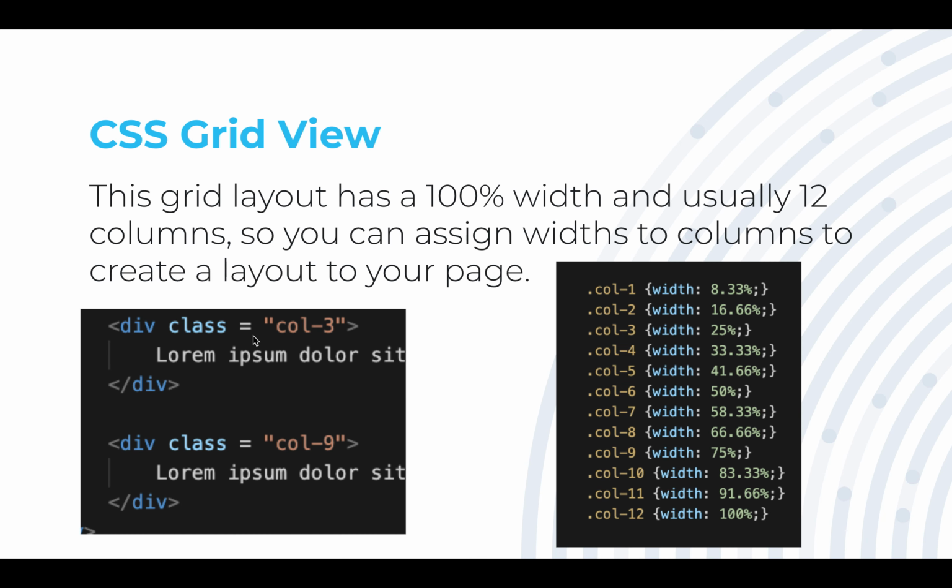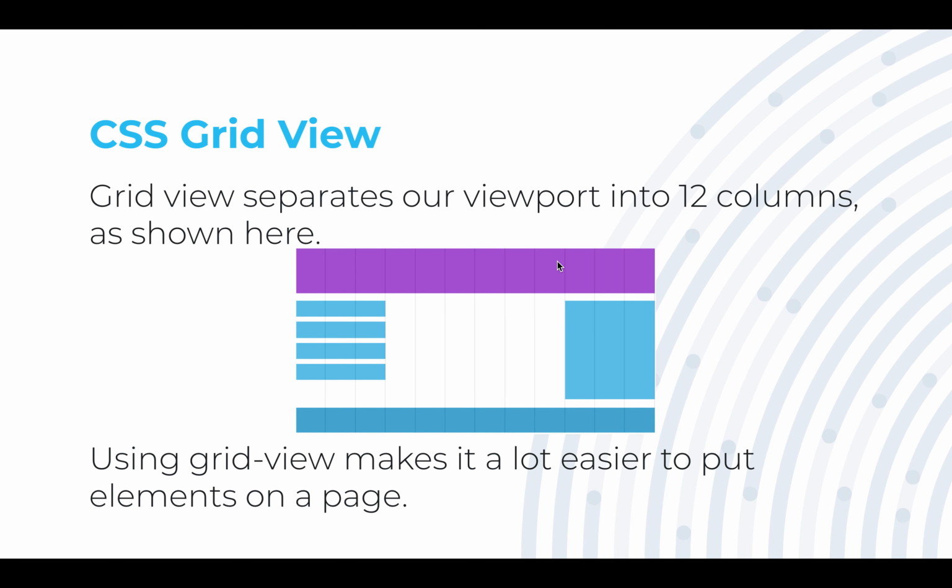So let's find out what this is. This grid has 100% width and 12 columns, and you can assign widths to columns to create a layout on your page. As you can see here, if this was a nav bar, we can set its width to 100% because it spans 100% of the page. Over here, this takes 3 columns out of the 12, so this would be 3 over 12, which is 25%.